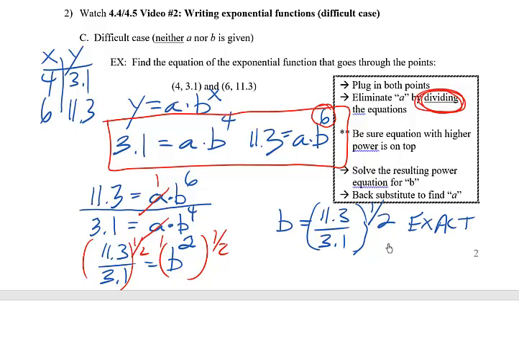I didn't type anything here, but many of the problems say something like round your final values to 2 decimal places. Let's go ahead and do that. So grab your calculator, type that in. We'll round off our b value to 2 decimal places. That comes out to be a b value of approximately 1.91.